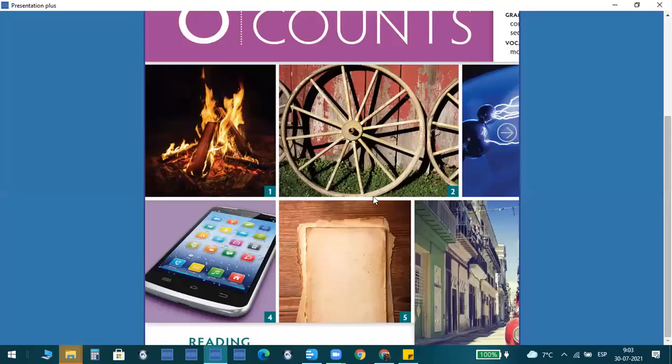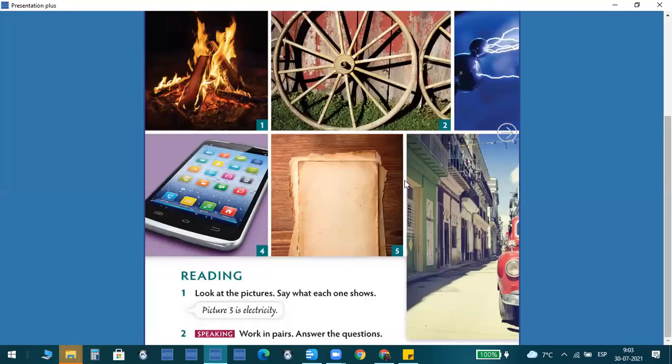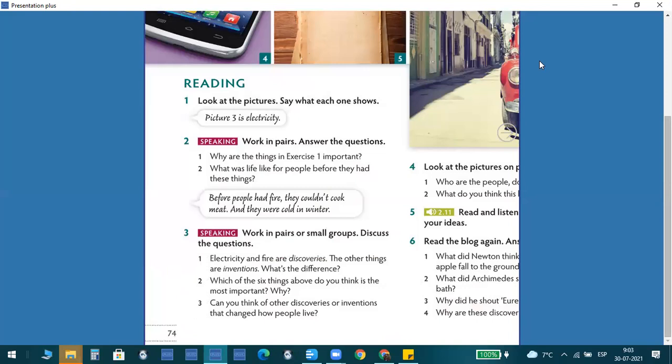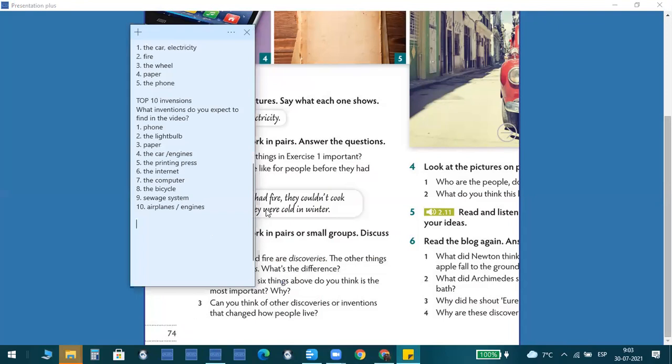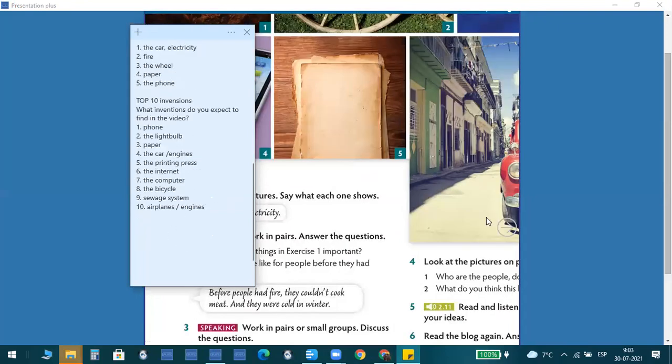Okay, so what we're going to do now is the following. The wheel. Yeah, I mentioned the wheel. Number 2 was the wheel. Absolutely. Okay, tell me now, from the pictures that we have here, how has life changed since these inventions were created?